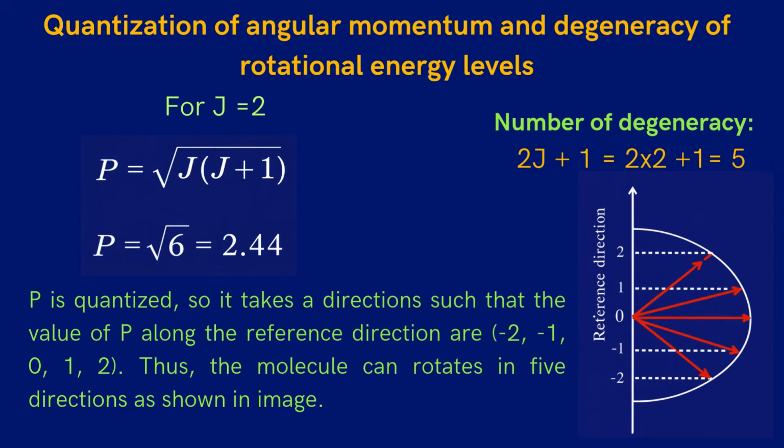Similarly, when putting the value of J equals 2, P becomes 2.44, which is equivalent to 2. P is quantized, so it takes a direction such that the values of P along the reference direction are -2, -1, 0, 1 and 2. Thus, the molecule can rotate in 5 directions as shown in the image, and the number of degeneracy will be 5. Based on this, there are 5 modes by which the molecule rotates as shown in the image. Thus, degeneracy increases the population level and therefore contributes directly to the intensity of the corresponding rotational spectral lines.